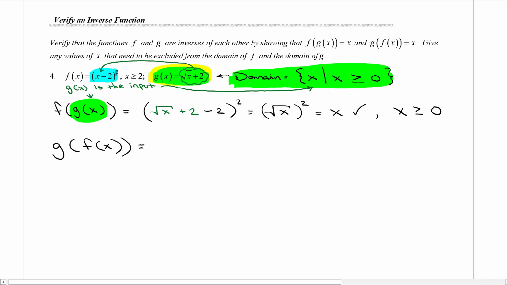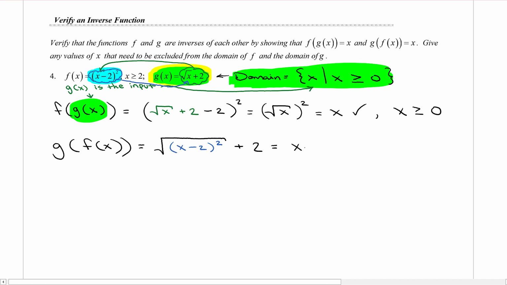All right, g of f of x. Now I'm going to substitute f of x into the g of x. Every time I see an x in g of x, I'm substituting that x minus 2 quantity squared. So it'll be the square root of x minus 2 quantity squared, and then outside the square root, plus 2.